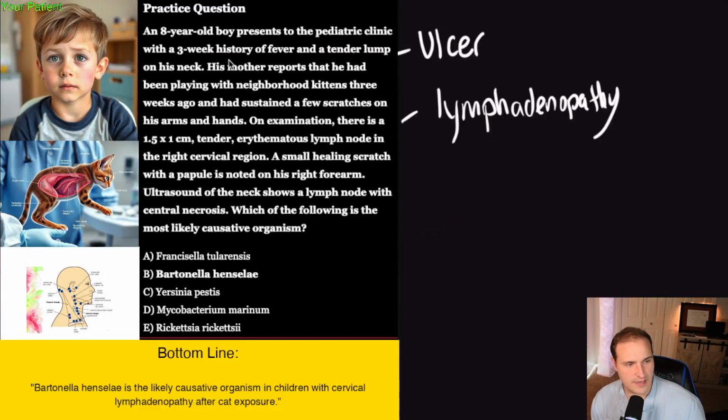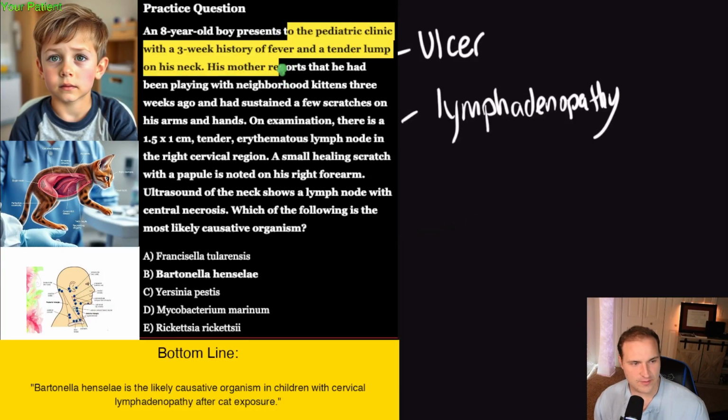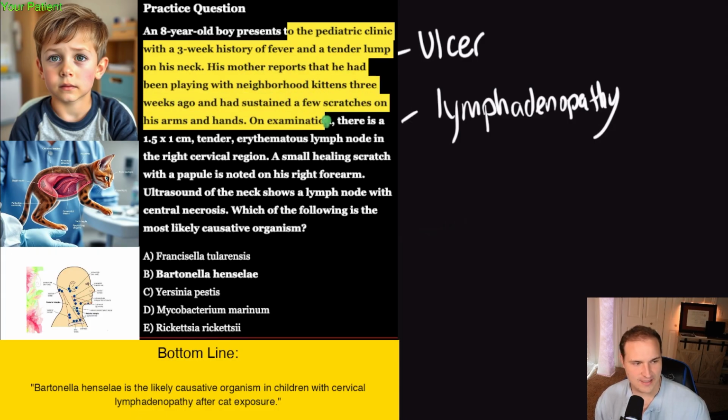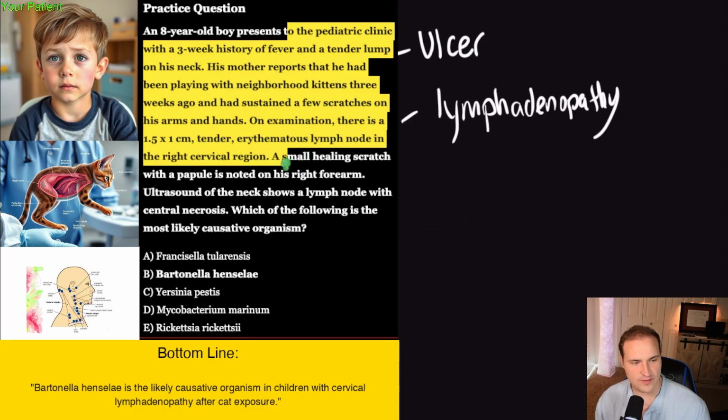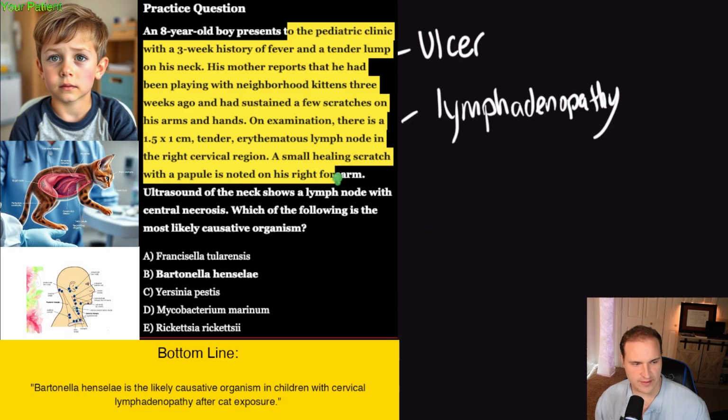For our next question, an 8-year-old boy presents to the pediatric clinic with a 3-week history of fever and tender lump on his neck. His mother reports that he had been playing with the neighborhood kittens. On examination, there's a 1.5 by 1 centimeter tender erythematous lymph node in the right cervical region. A small healing scratch with a papule is noted on his right forearm.